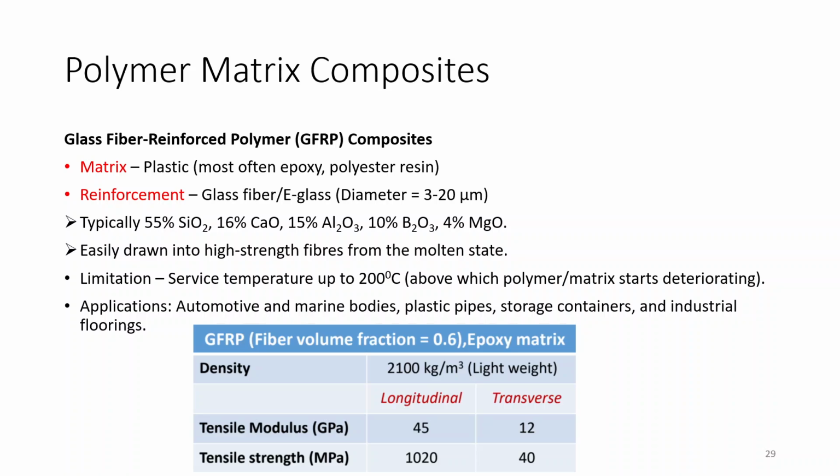They are easily drawn into high strength fibers from the molten state, and their limitation includes service temperature up to 200 degrees Celsius, above which the polymer matrix starts to deteriorate. Applications include automotive and marine bodies, plastic pipes, storage containers and industrial floorings. And these are the properties for the polymer matrix composites, consisting of modulus 45 GPa and tensile strength 1020 MPa.